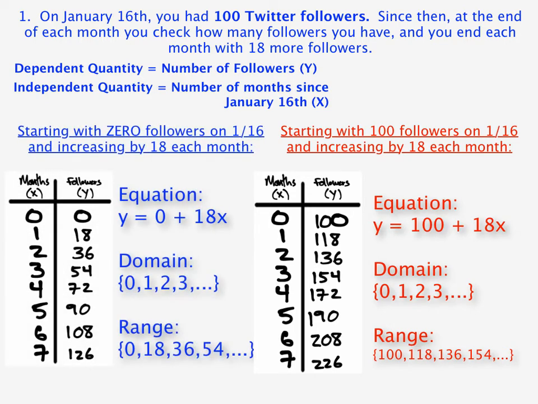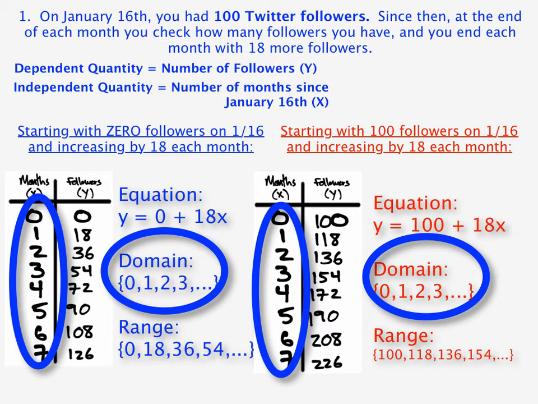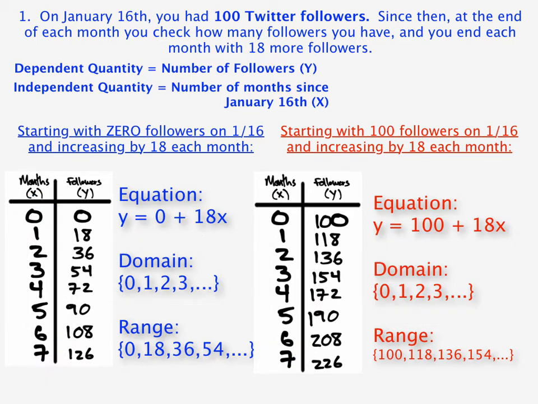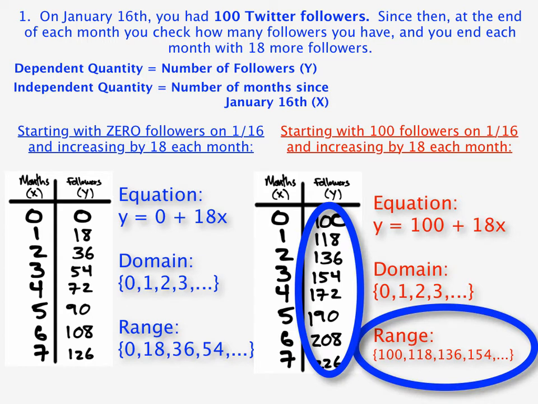The domain for this new relationship is actually going to be the same as it was before. The possible number of months are 0, 1, 2, 3, etc., etc. The range now, the possible outputs, the possible number of followers you have is going to be 100, 118, 136, 154, etc., etc.